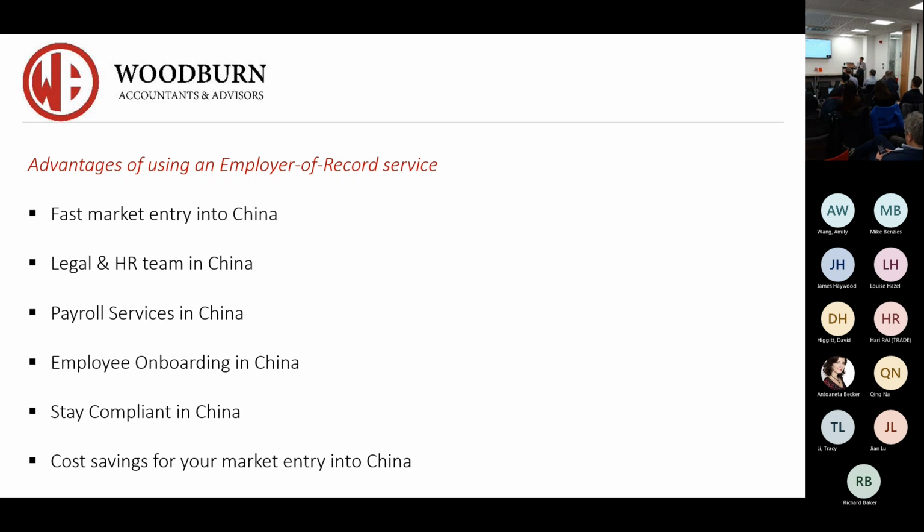So the advantages of the employer of record: it's fast, it's legal, you can rest assured you're doing things properly, right? I can tell you now, if you're doing it freelance, it's not proper. And you're just putting yourself at risk.